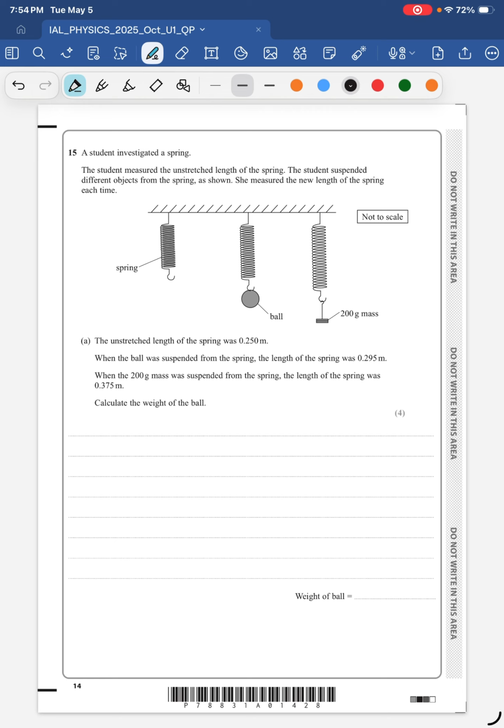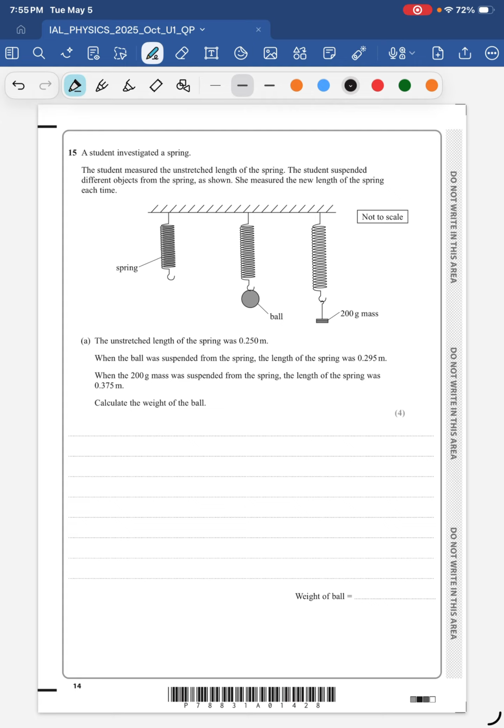Question A, the unstretched length of the spring was 0.25 meters. When the ball was suspended from the spring, the length of the spring was 0.295 meters. When the 200 grams mass was suspended from the spring, the length of the spring was 0.375 meters. Calculate the weight of the ball.